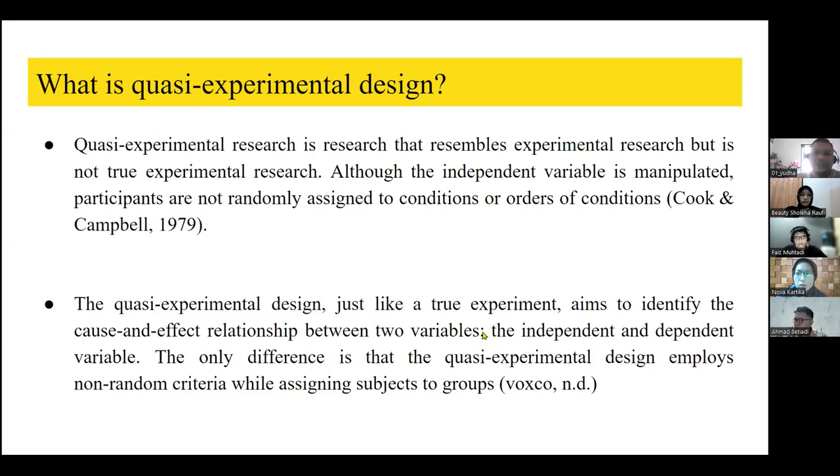Quasi-experimental research is research that resembles experimental research, but is not true experimental research by itself. Although the dependent variable is manipulated, the participants are not randomly assigned to conditions or orders of condition, as stated by Cook and Campbell, 1979. The quasi-experimental design, just like a true experiment, aims to identify the cause and effect relationship between two variables, the independent and dependent variable. The only difference is that the quasi-experimental design employs non-random criteria while assigning subjects to groups (Fosco, no date). Next slide.